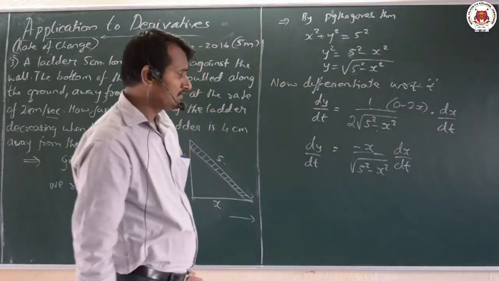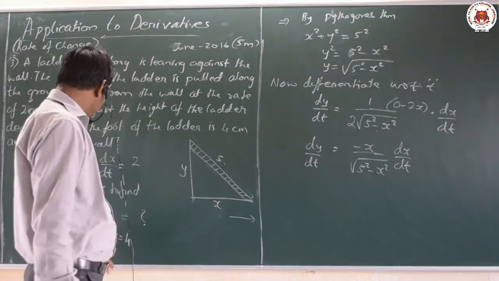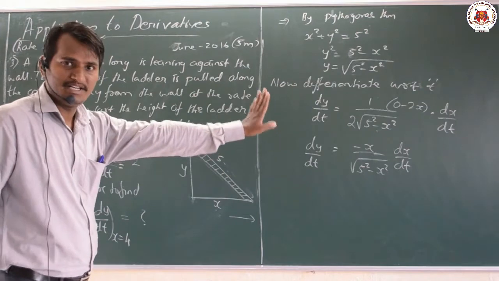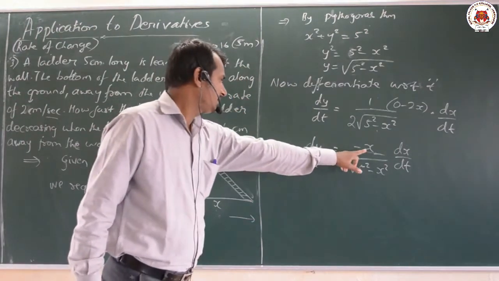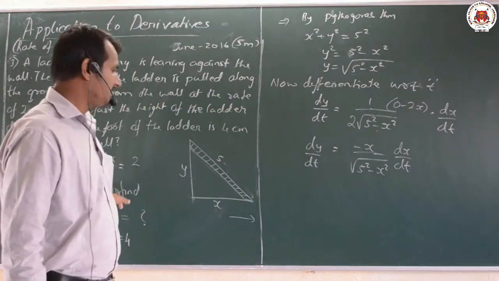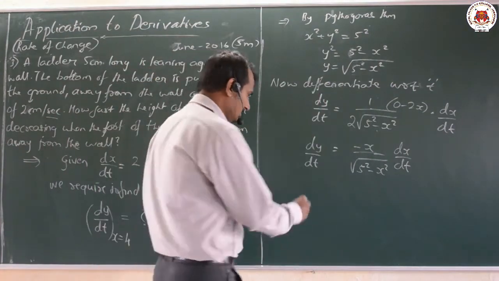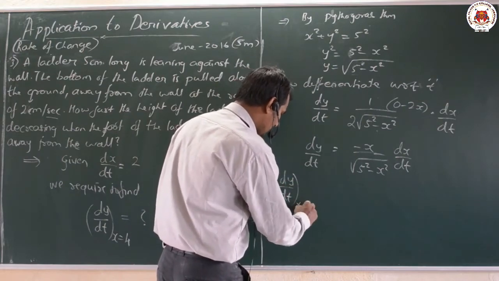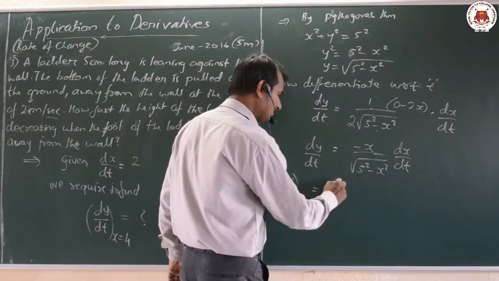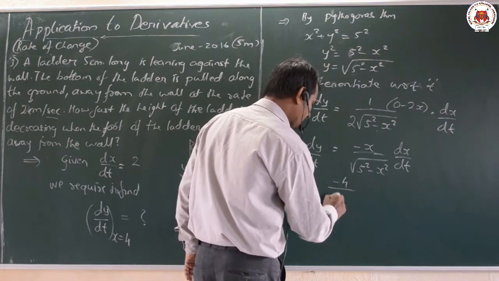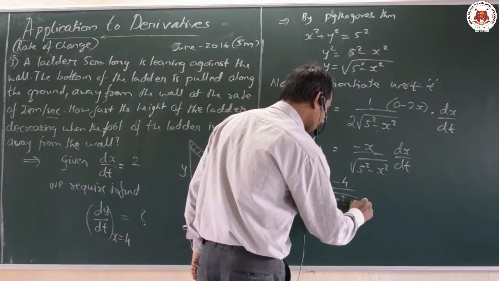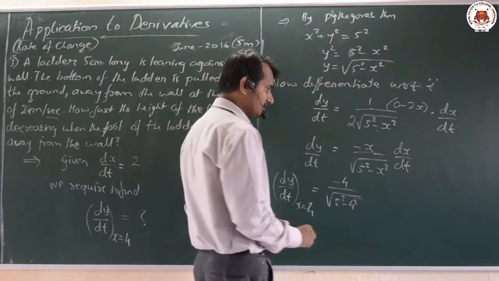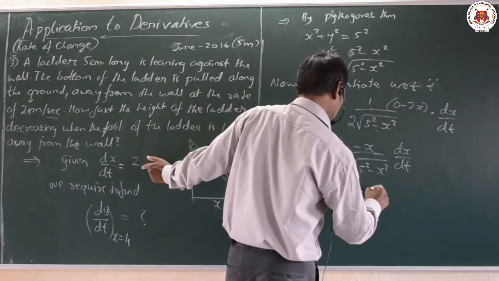So here these two values are given. What values are given? When x equal to 4 and dx by dt equal to 2, what will be our dy by dt value? I have to put x equal to 4 and dx by dt value equal to 2. So dy by dt at x equal to 4 is equal to minus 4 divided by root of 5 square minus 4 square, that is nothing but 25 minus 16, into dx by dt value, which is 2.